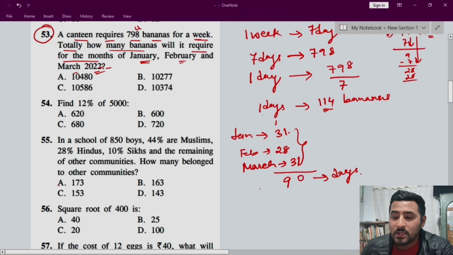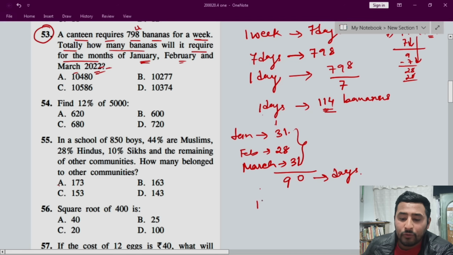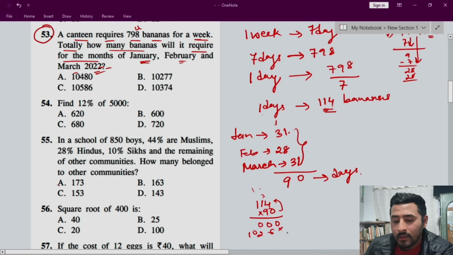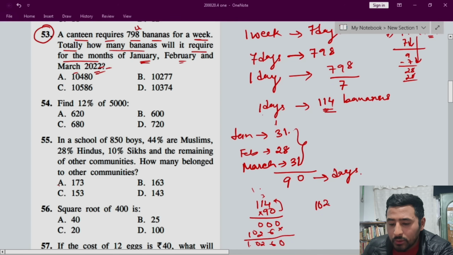And for 1 day, banana was how much? 114. What you will have to do now is just multiply to get for these 3 months. 114 multiply by 90. Okay, start with the multiplication. 0 is 0, 0, 0. 9 4 is 36, carry 3. 9 1 is 9, 10 11 12, carry 1. 9 1 is 9, plus 1 is 10. So add 0 6 2 0 1. We are getting 10260. Okay, so the answer will be 10260.